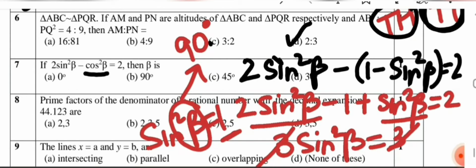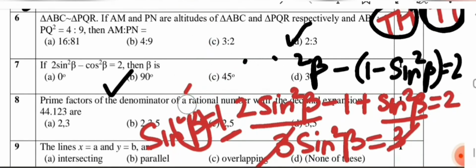So correct option is option B. This angle must be 90 degree, then only we will be having this equation justified. Right? So we have to start with this equation and we need to solve it and find out the value of angle.